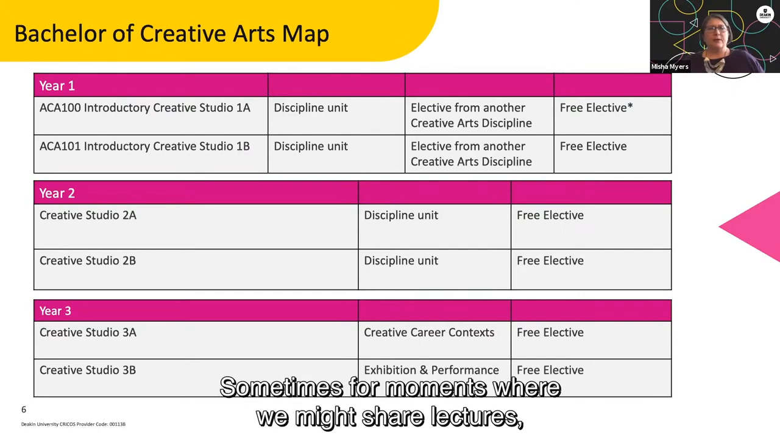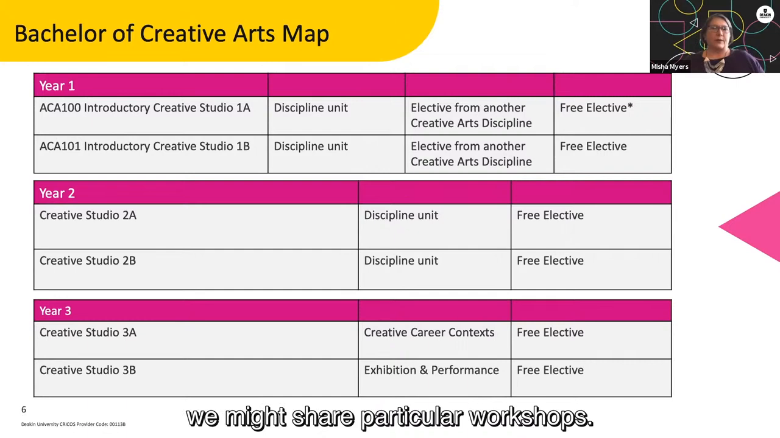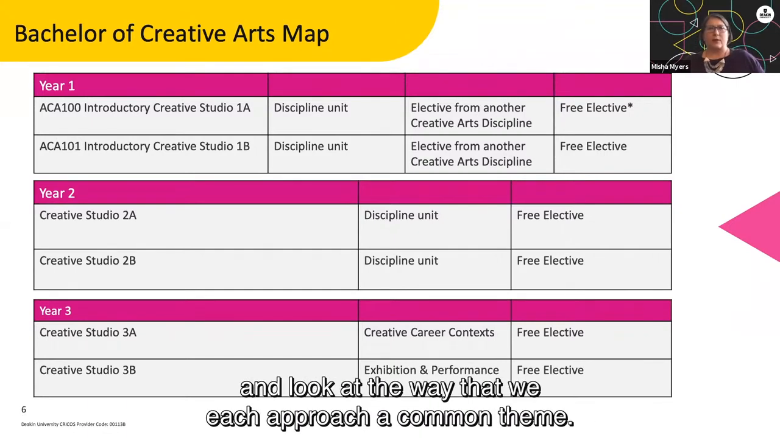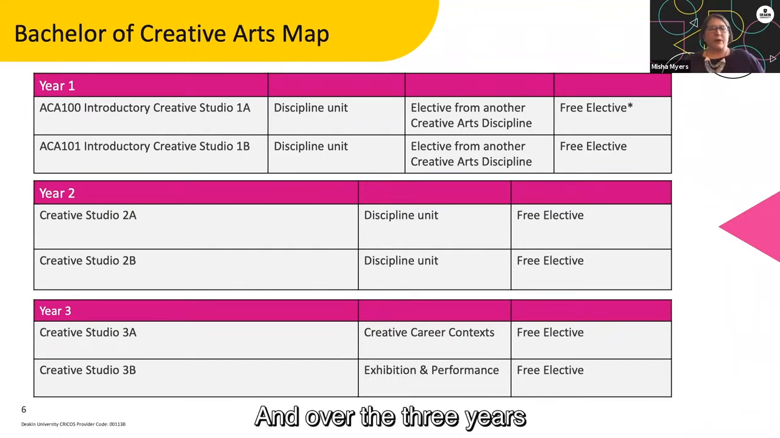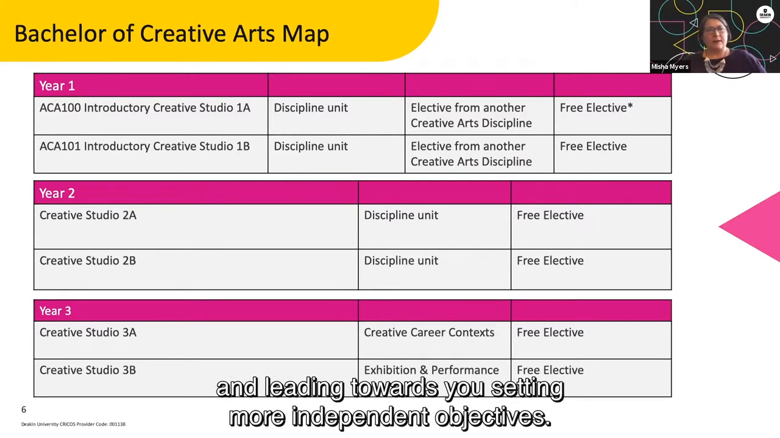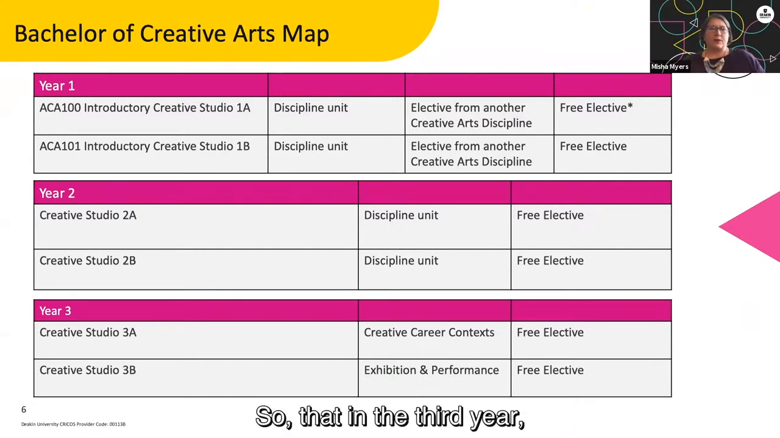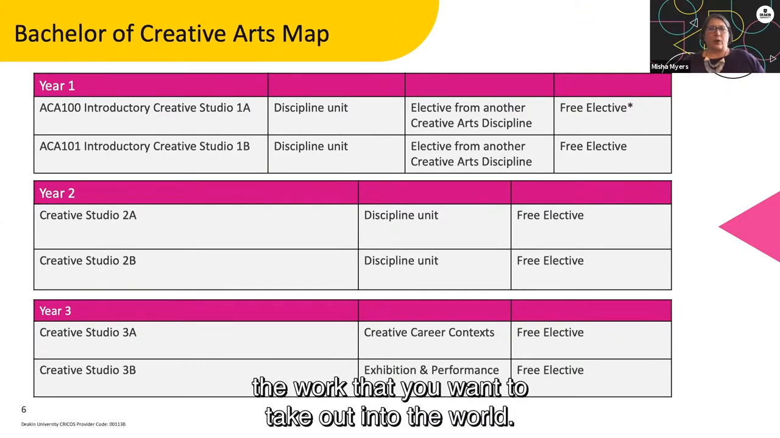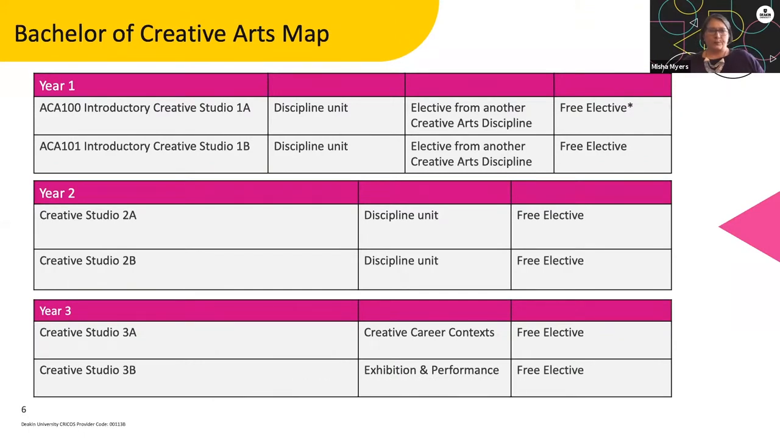We come together sometimes for moments where we might share lectures, we might share particular workshops, we might share common tasks and assignments and look at the way that we each approach a common theme. And over the 3 years, the work is about developing your original voice and leading towards you setting more independent objectives, so that in the third year, those final studios, you're really working on the work that you want to take out into the world.